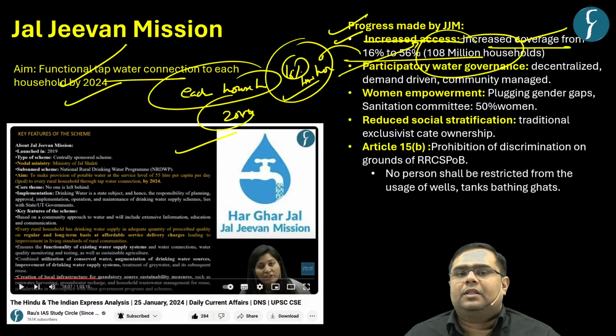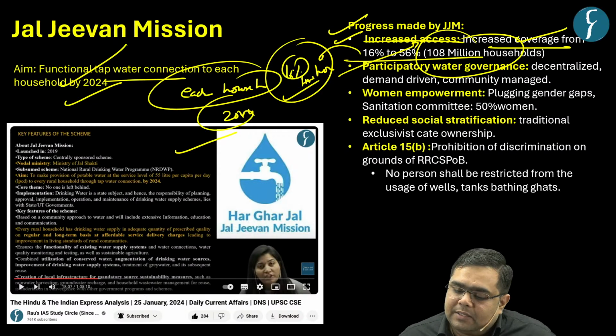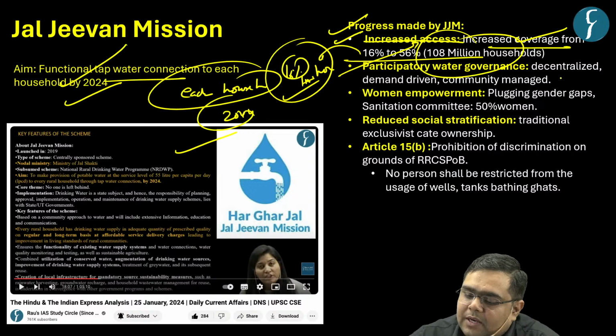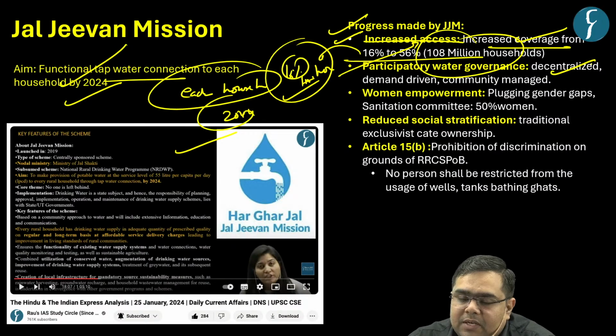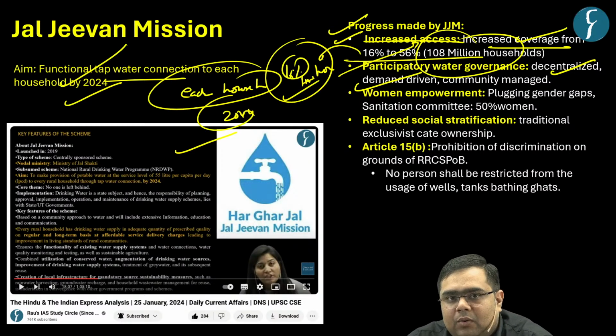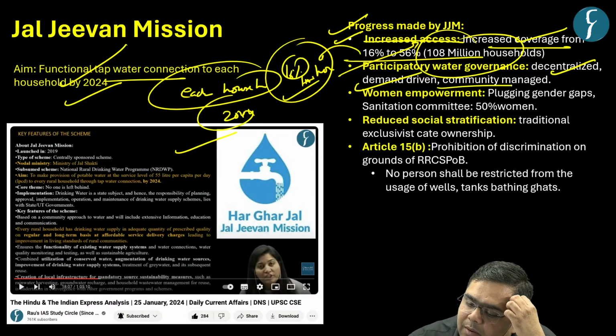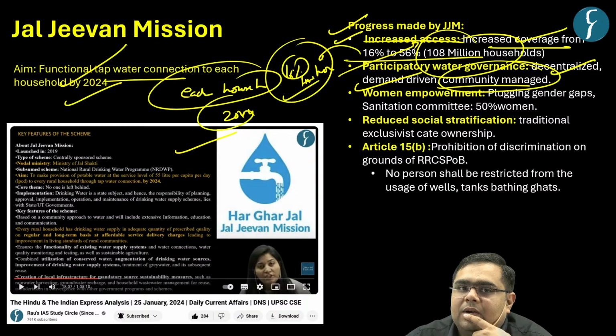Then the Jal Jeevan Mission leads to participatory water governance. The scheme is based on principles of decentralization. It is demand driven. Obviously, a person will come and say that I do not have a tapped water connection in my home, and then the government will oblige by giving him a tapped water connection, and then community managed. We will further see how it is community managed.